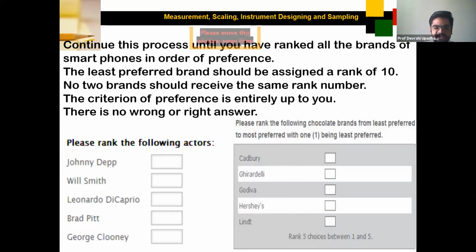So I can give the ranking: for Leonardo DiCaprio, I'll give rank 1. Brad Pitt, I'll give rank number 2. Johnny Depp, I'll give 3. For Will Smith, I'll give 4. And for George Clooney, I'll give 5.